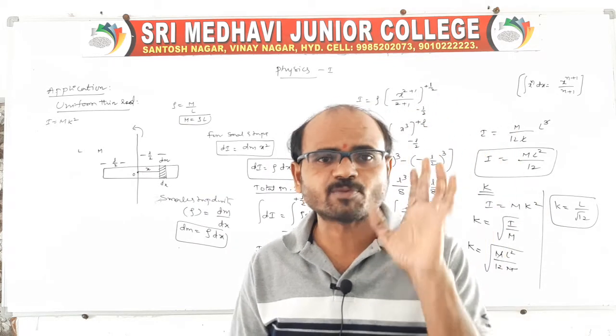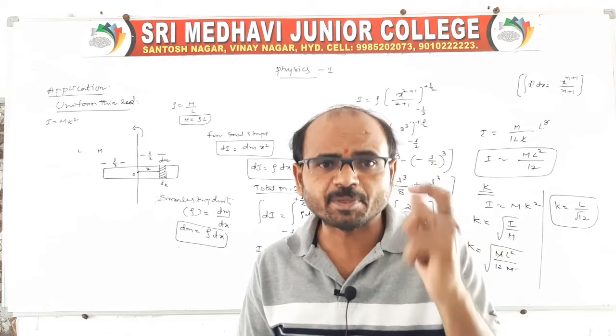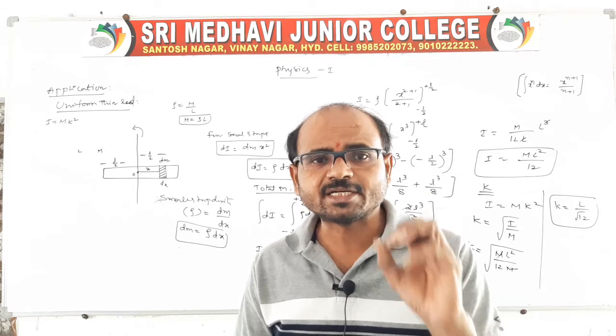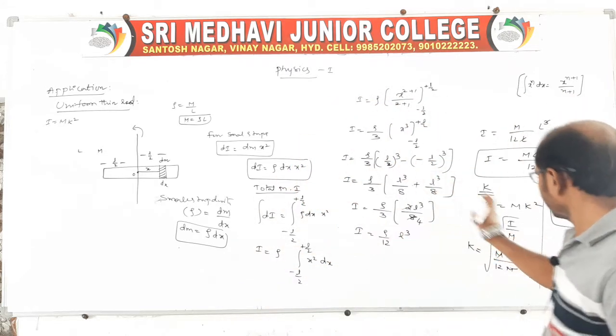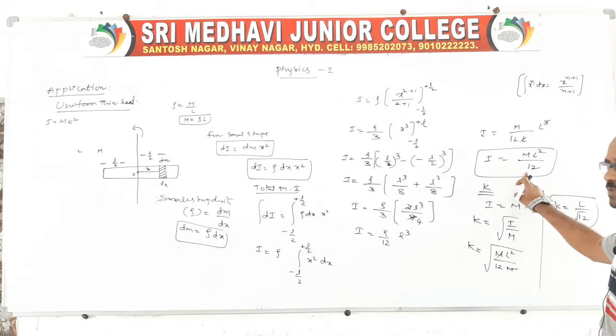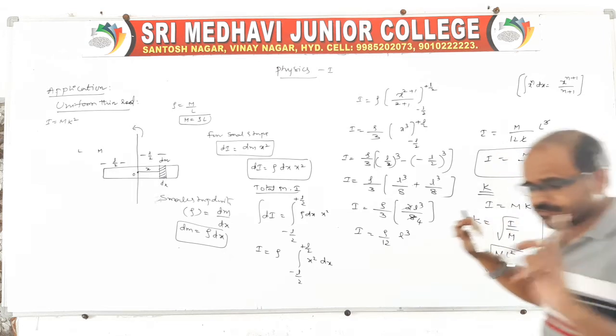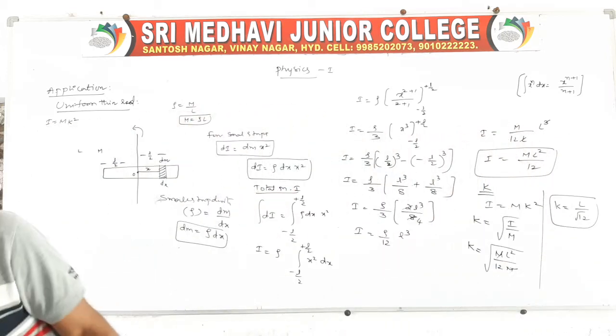Very, very important this point, that's what again and again I am repeating. Moment of inertia about an axis passing through its center and perpendicular to its length will be I is equal to ml square by 12. And what about the radius of gyration? K is equal to L by root 12. This is the first case in the case of a regular body.